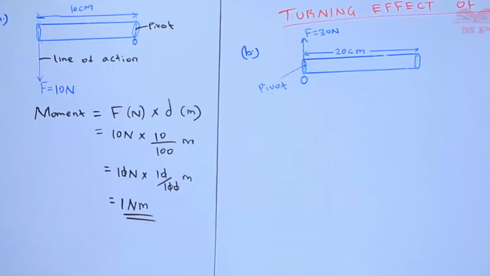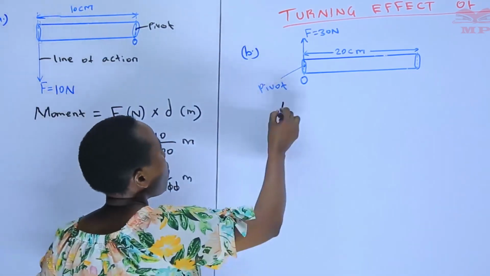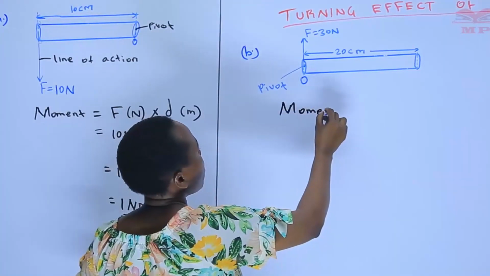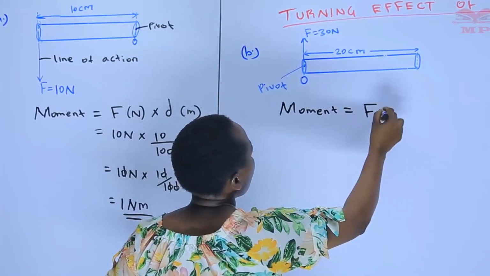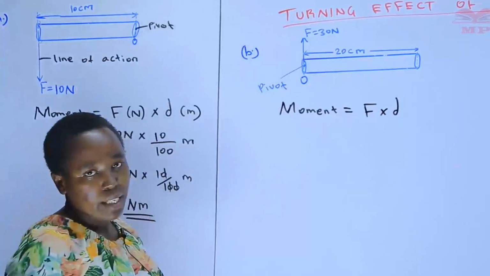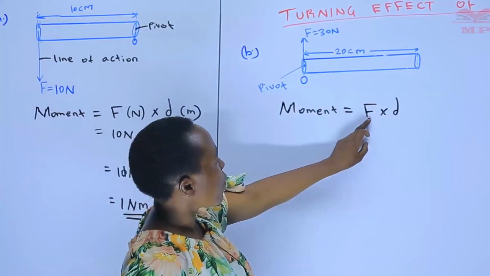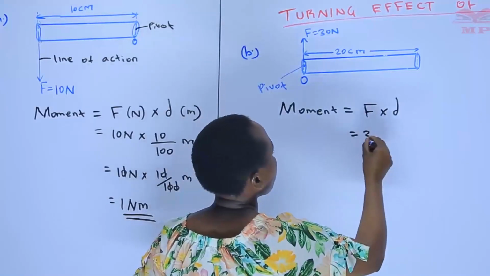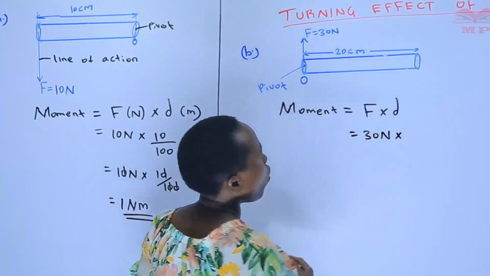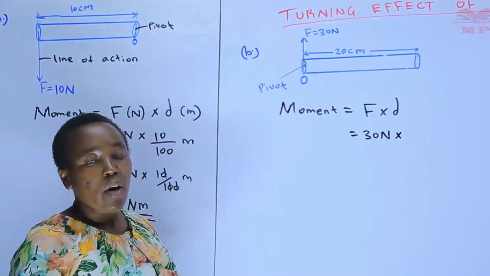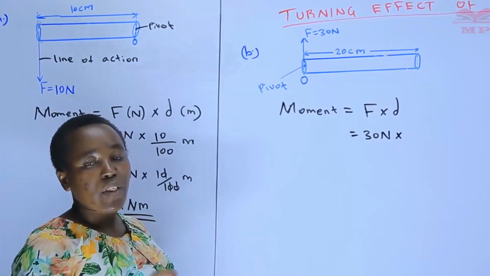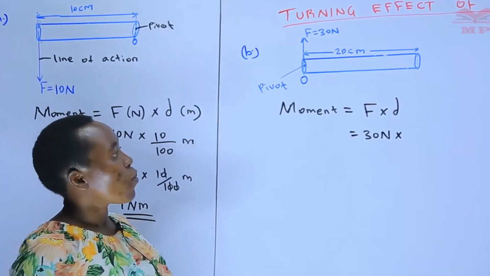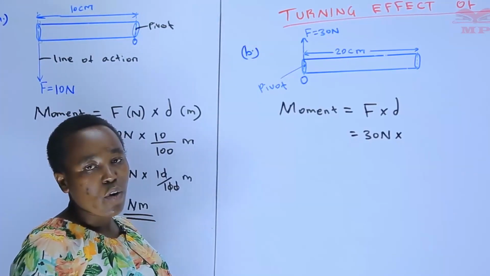So that's what we have. We want to calculate the moment. When you are told to calculate the moment, the first thing we need to do is write the formula for moment. So moment will be equal to force multiplied by distance. So we need to ask ourselves, what is the force? We have a force of 30 newtons. Then what is the distance? Remember, we are talking of the perpendicular distance from the point of support to the line of action.